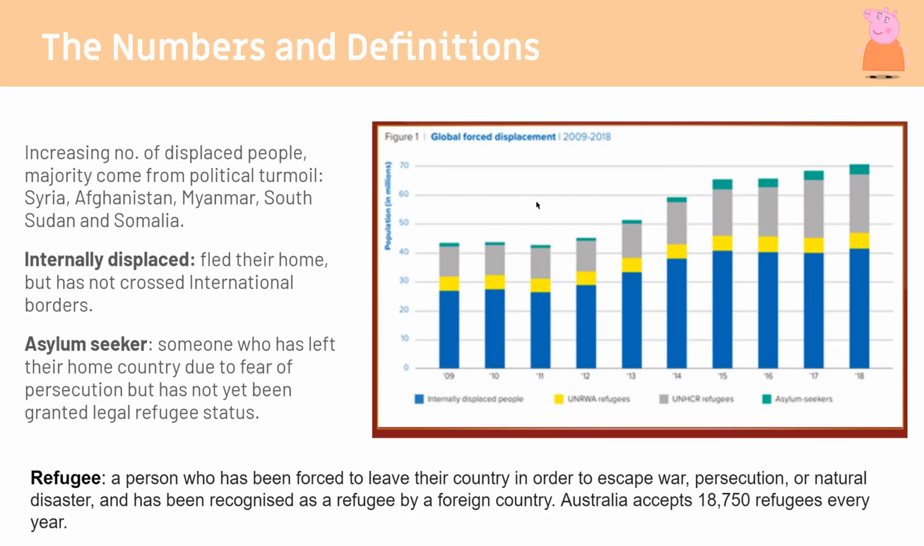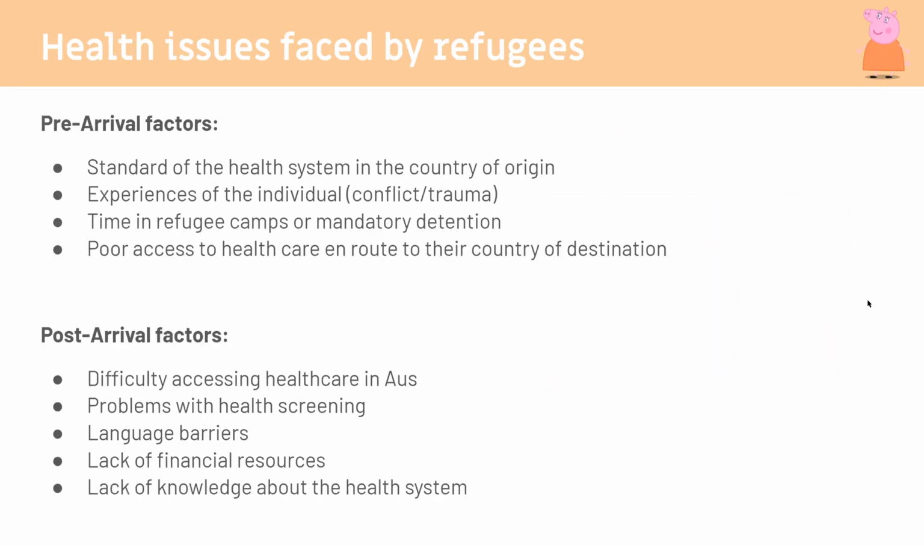And Australia accepts around 18,750 refugees every year. And that's the difference. So as you can see in this graph, there's asylum seekers, and then there's the refugees, and then there's also internally displaced people. So there's a lot of those who are without homes, and not many that are actually considered refugees compared to the fact that there's a lot of people internally displaced.